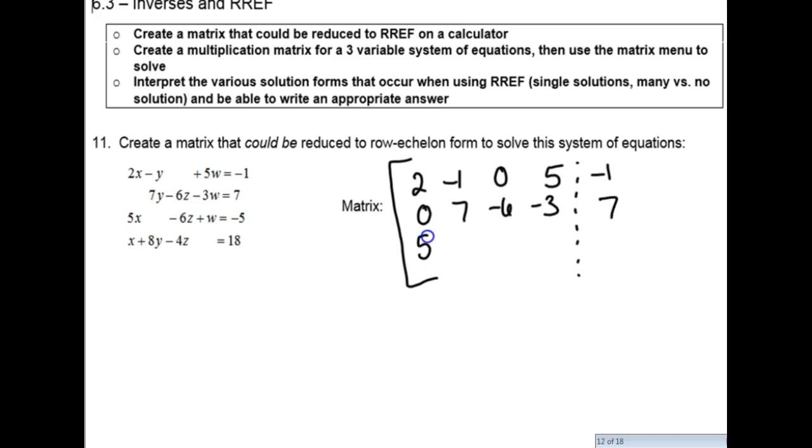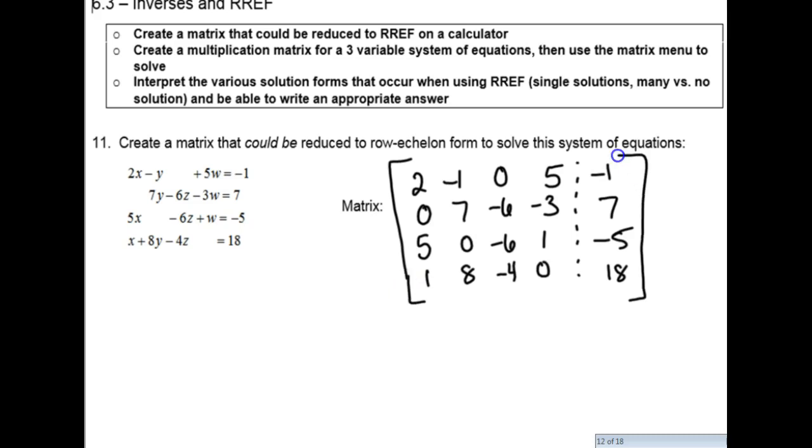And let's see, 5, 0. I always underestimate the space I need. Alright, 5, 0, negative 6, and 1, and negative 5. And then, oop, erase. Alright, 1, 8, negative 4, nothing, and 18. Alright, so that should be like a super easy question.